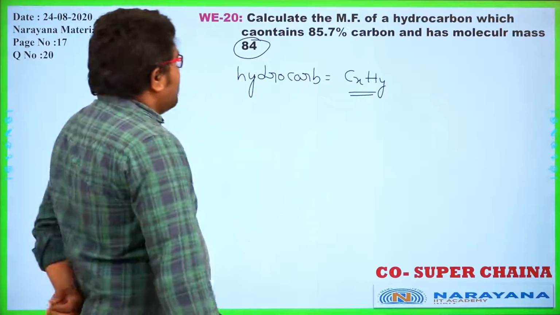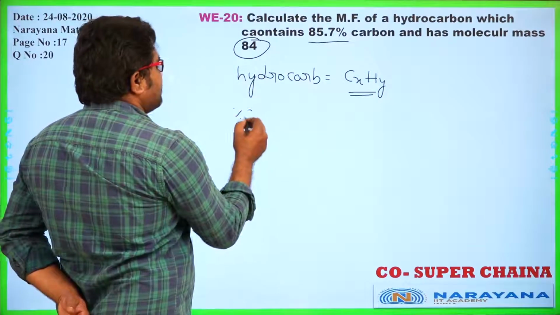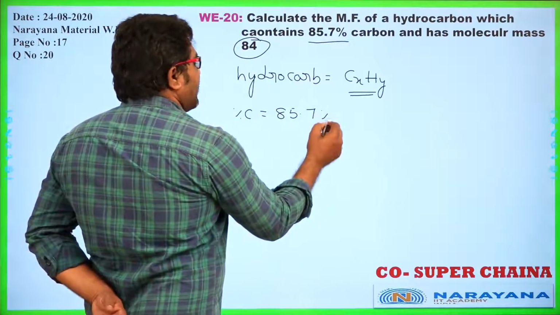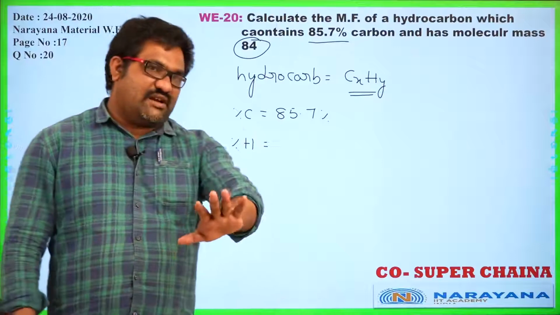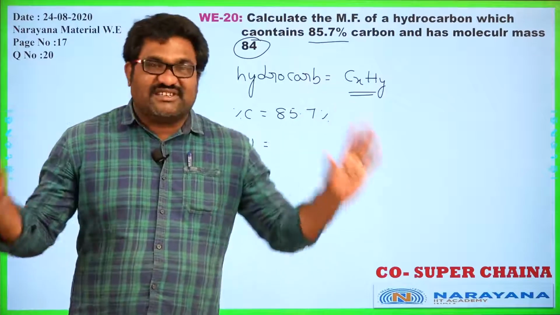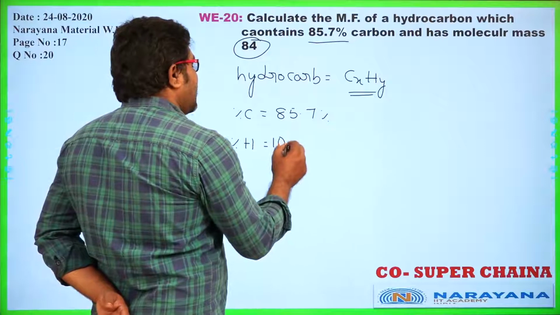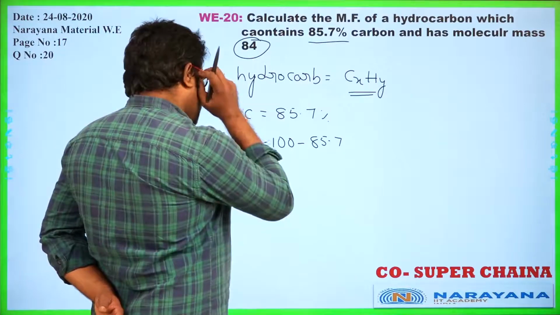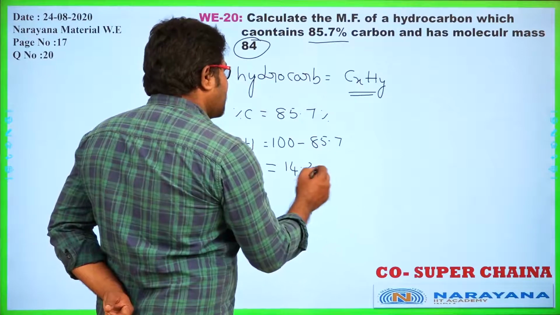Now, what he has given in this question: percentage of carbon is equal to 85.7. Automatically the percentage of hydrogen, the only other element present in a hydrocarbon, is nothing but 100 minus 85.7. Hydrocarbon is a compound formed by the combination of carbon and hydrogen itself. Remember that. That is 14.3%.